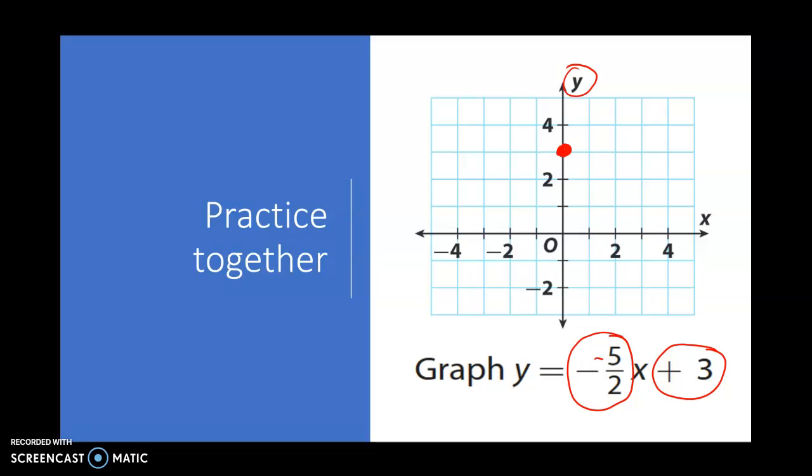If I left 5 positive and 2 negative, that means I'd have to go up 5 and I won't fit. So we're going to go down 5, right 2. So -5 goes 1, 2, 3, 4, 5. +2 is to the right. Go 1, 2, make a dot. Connect your dots and put arrows. Good job.